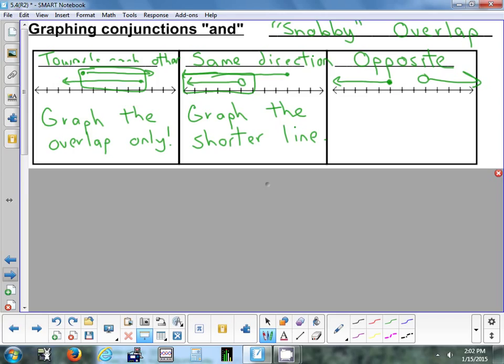When I have a situation like this, when it's an and, there's no overlap, right? We're looking for the overlap. If they're both going in opposite directions, there's no way for those lines to overlap. So that's why there's no solution. All right? So like we talked about yesterday, we have an all real number situation when it's an or and they cross. And we have a no solution in an and when they go in opposite directions.